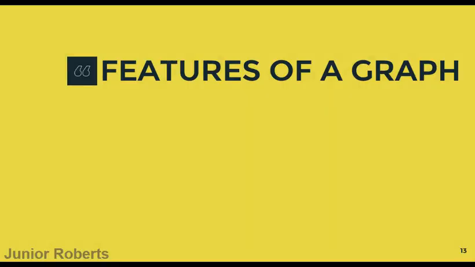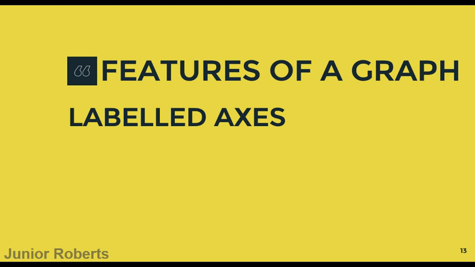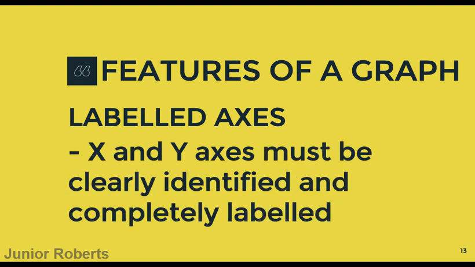Now, the next key feature of a graph is our labeled axes. Typically, when we draw a graph, we will have two axes, an x and a y axis, right? And these axes must be clearly identified and completely labeled, which would include the quantity that is plotted on each axis, and the scale, and all the appropriate labeling.